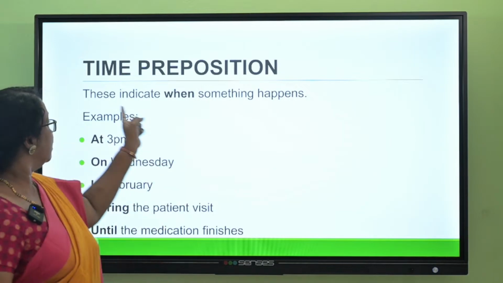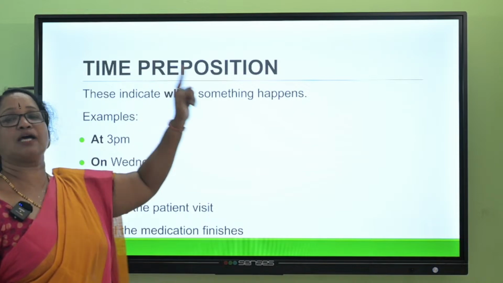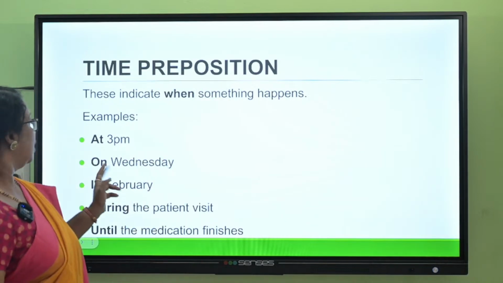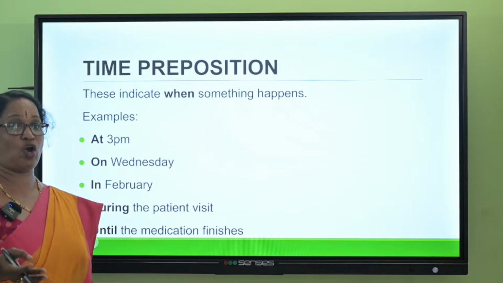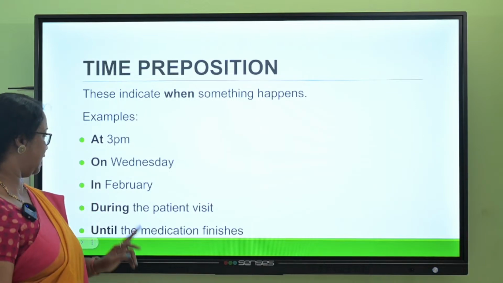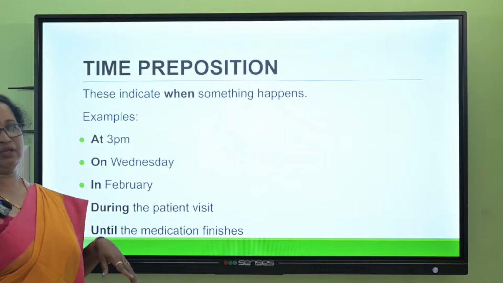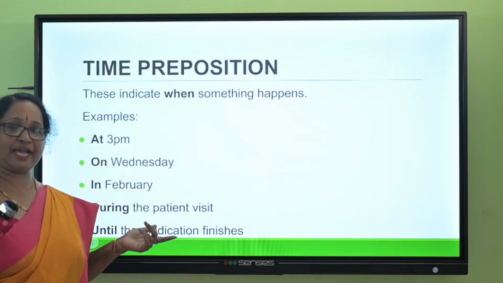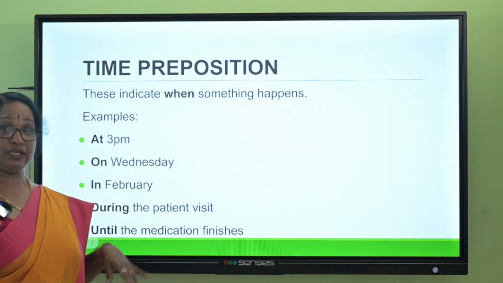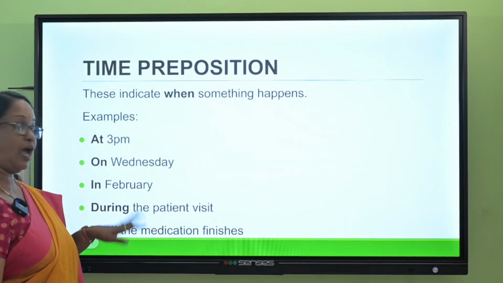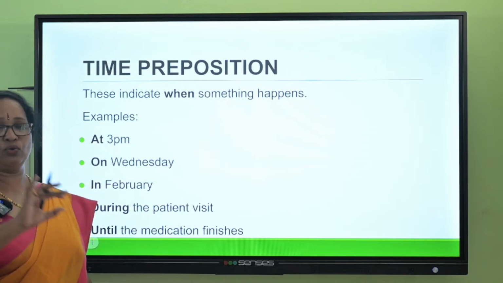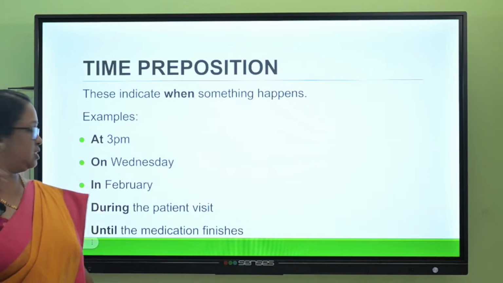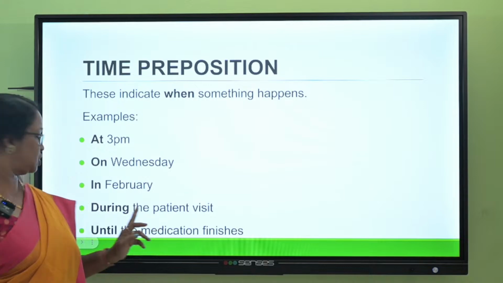You see, this indicates when something will happen. My birthday is on Wednesday. He has an appointment with the doctor on Wednesday. In February, he had met with an accident in February. And you know that one, during the patient's visit. During the patient visit. You see, during is a preposition.